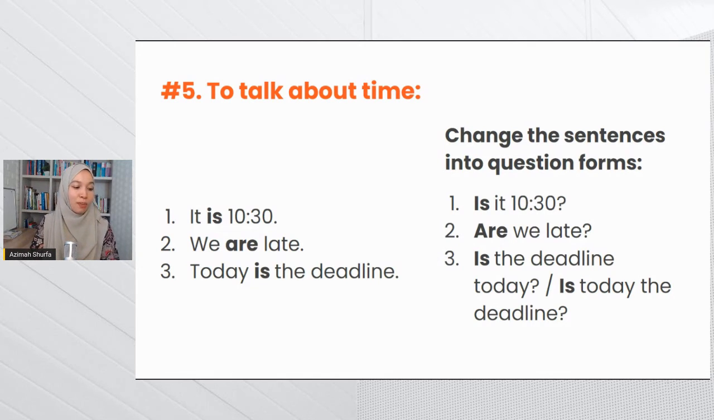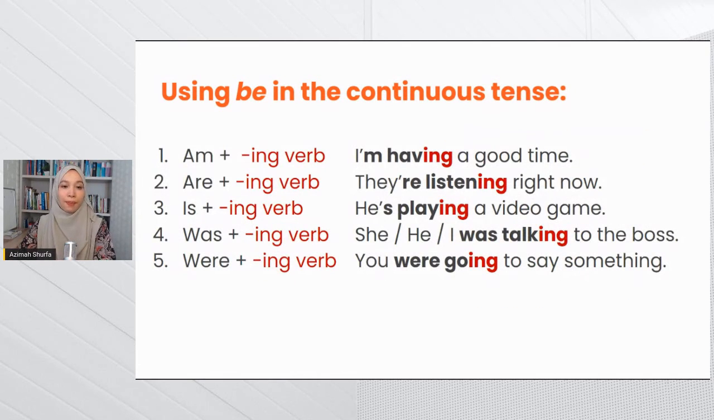Okay, now let's talk about using be in the continuous tense. When we want to use be in the continuous tense, you'll have the be verbs, right, plus the ing verbs. So am plus ing verb. I'm having a good time. So I've contracted I with am, so it becomes I'm. It's more natural. I'm having a good time. Have, you have to put that in the ing form. So it's not I'm have.